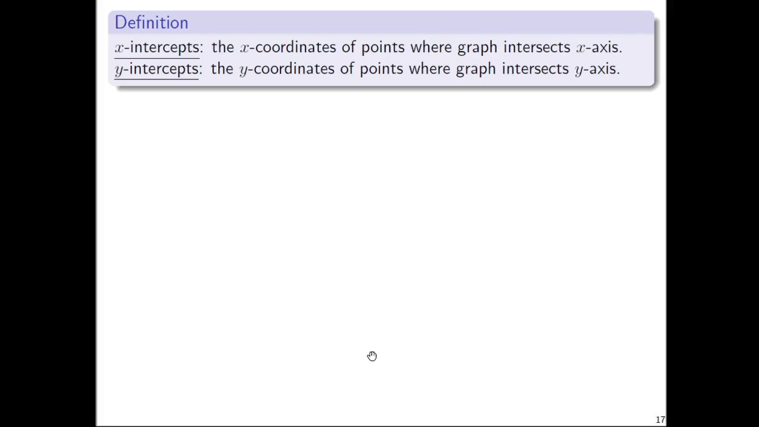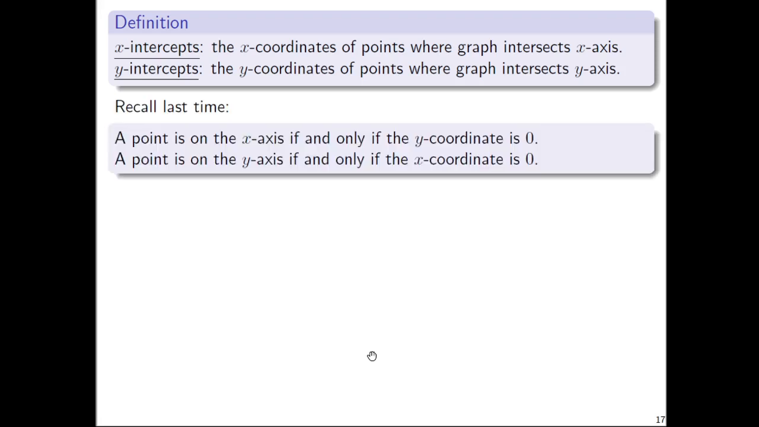Okay, x-intercepts are the x-coordinates of points where a graph intersects the x-axis, and y-intercepts are the y-coordinates of points where a graph intersects the y-axis. Recall that we had seen that a point is on the x-axis if and only if the y-coordinate is 0, and a point is on the y-axis if and only if the x-coordinate is 0.